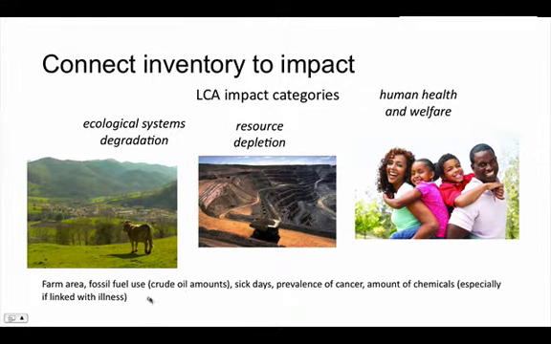And so some of these you can think about are farm area related to your product, how much fossil fuel use, energy, crude oil amounts is also something to look at. For human health, sick days, prevalence of cancer, or a certain amount of chemicals, especially if these chemicals are linked with disease or illness. I think in the homework I talked about chromium with leather. So those are a few things to really start to pull out.